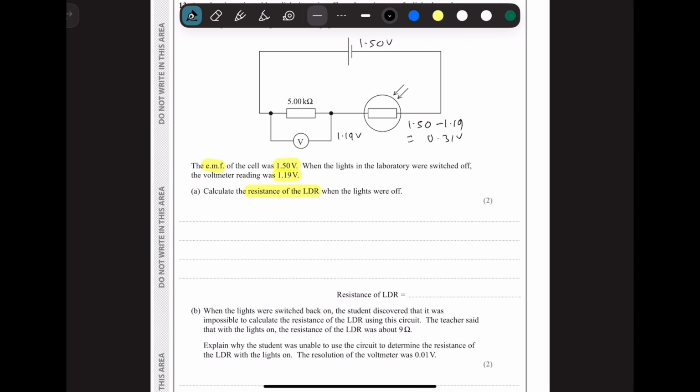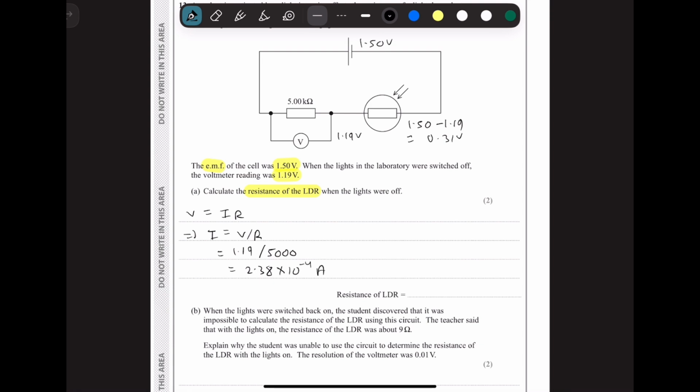And as this is a series circuit, the current through the fixed resistor and the current through the LDR is going to be the same. So you simply find the current through the fixed resistor. The formula is V equals IR. We're trying to find the current in the circuit, so I equals V by R. The voltage across the fixed resistor is 1.19, and its resistance is 5 kilo ohms, that is 5,000. The value of current is 2.38 times 10 to the power minus 4 amps.